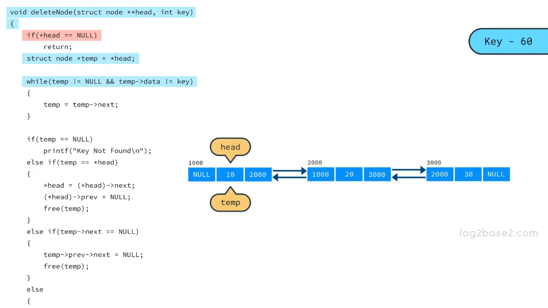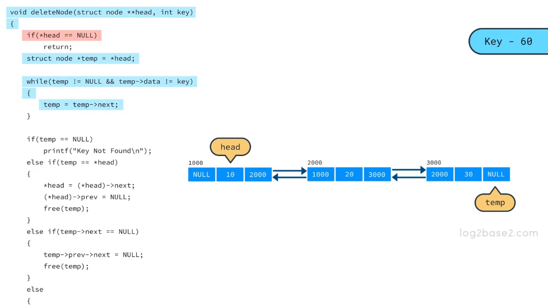So first, temp equal to 1000 and not null, and temp data equal to 10 and not 60. So the condition is okay. So go inside and move temp to the next node. In the next iteration, we have temp equal to 2000 and not null, and temp data equal to 20 and not 60. So again the condition is okay. So go inside and move temp to the next node. In the next iteration, we have temp equal to 3000 and not null, and temp data equal to 30 and not 60. So again go inside and move temp to the next node.